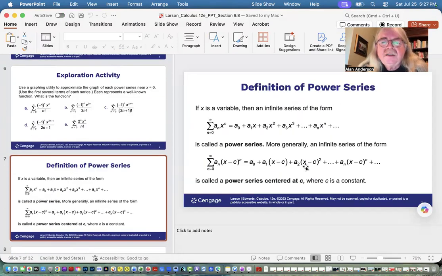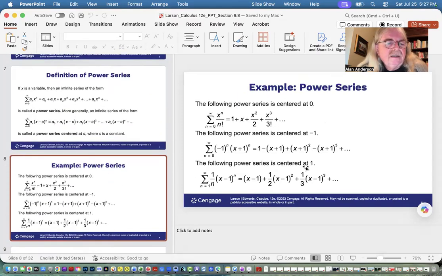So, here we go. There are the definitions that we just looked at. And here are some examples. You can see they can get very complicated because, for example, here, n factorial is a constant. And so they want you to see that this first one has a center of zero.